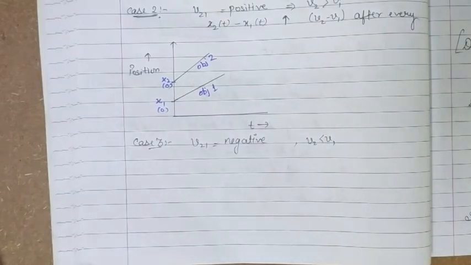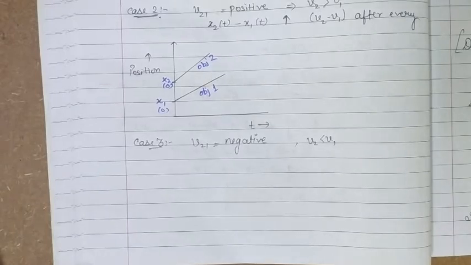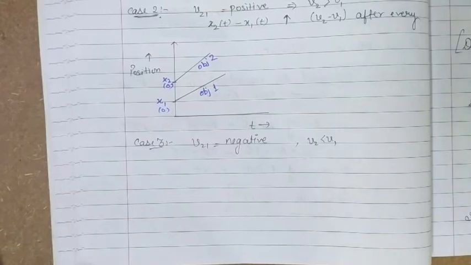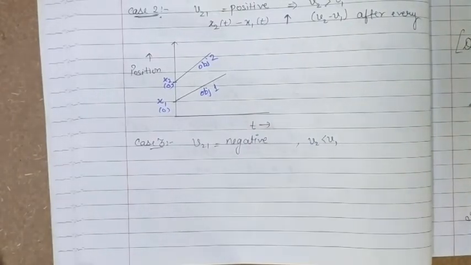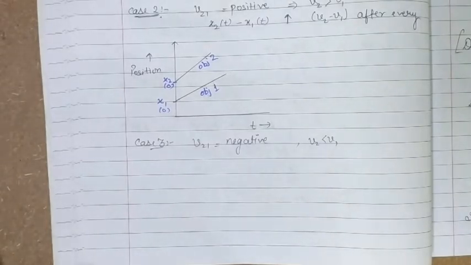Because of that, the relative separation between the two first decreases till the two objects meet at some point, and that point will give us the value x1(t) equals x2(t). And after this meeting point the separation becomes negative. That means x1 starts becoming more than x2, so the separation x2(t) minus x1(t) is negative.